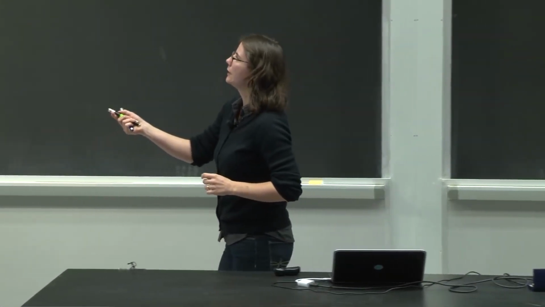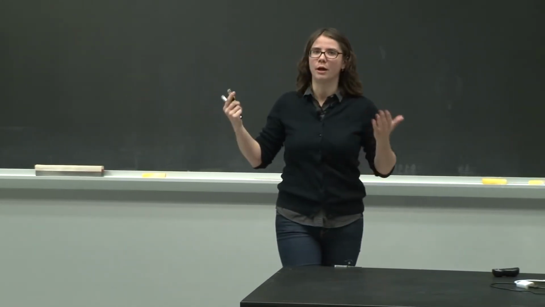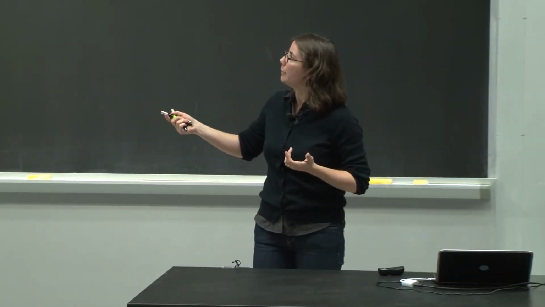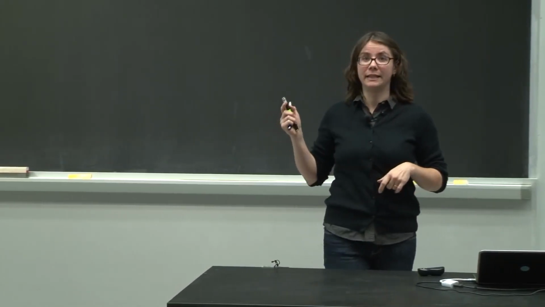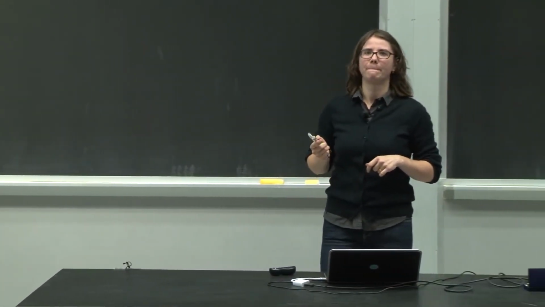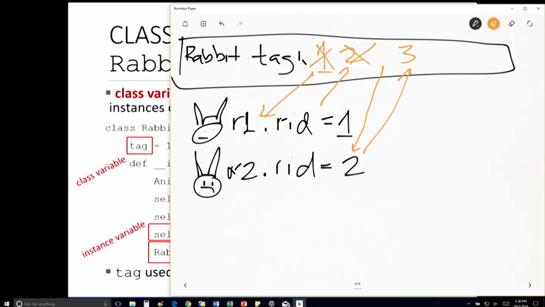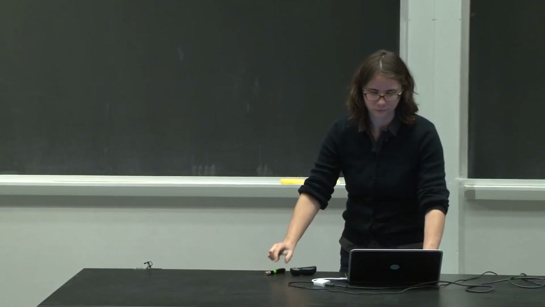So the big idea here is that class variables are shared across all the instances, so they can all modify them. But these RIDs, these instance variables, are only for that particular instance. So R2 can't have access to R1's ID value, nor could it change it, and it won't change it across all of the different instances. Okay.